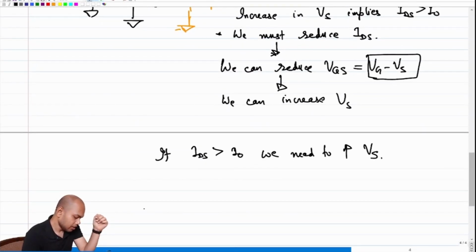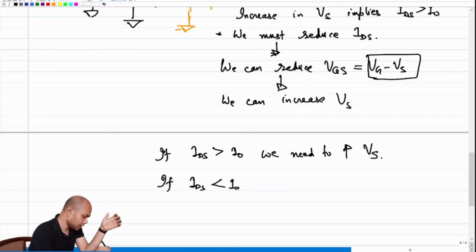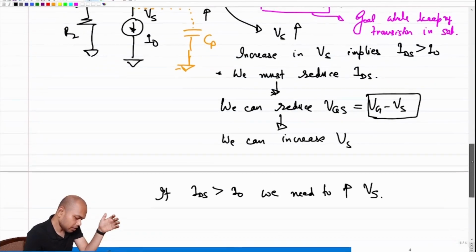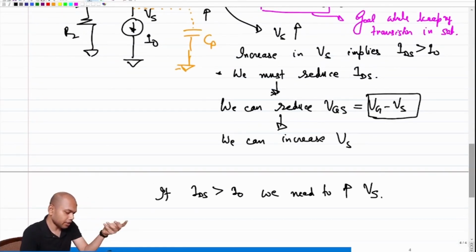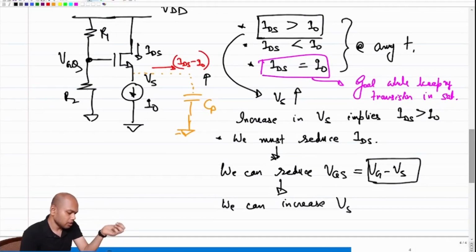Similarly, if IDS is less than I naught, so okay, before I move into the next case, let me conclude this thought. Since if IDS is greater than I naught, we need to increase Vs. But what is happening to Vs if we don't do anything? If we don't do anything, Vs is increasing.